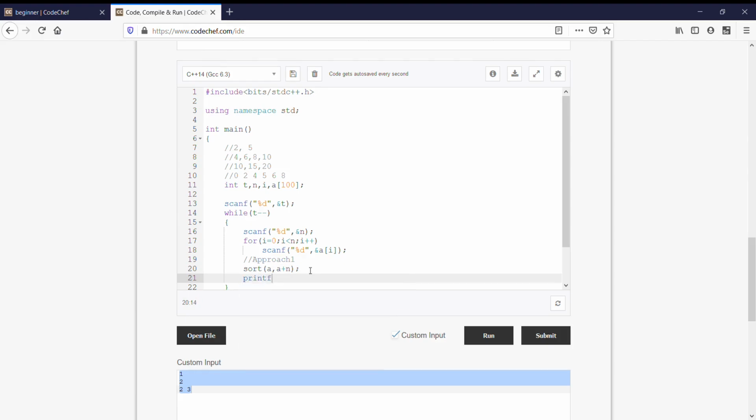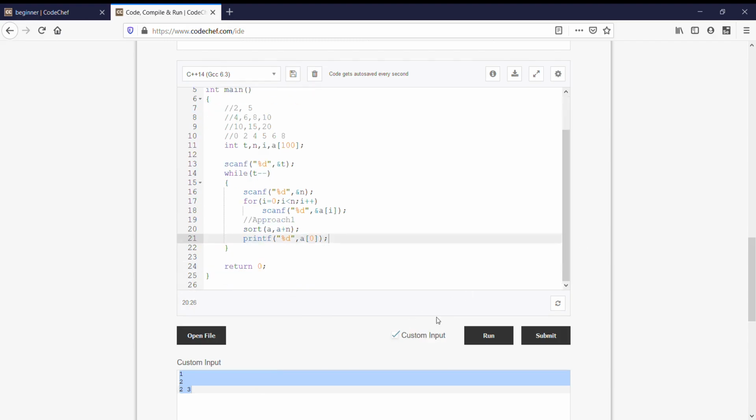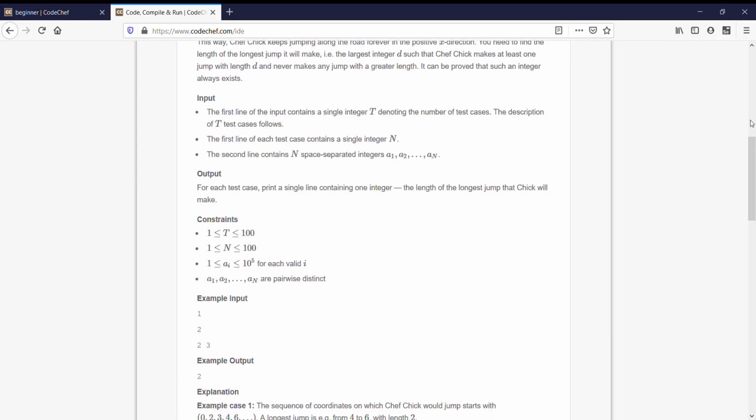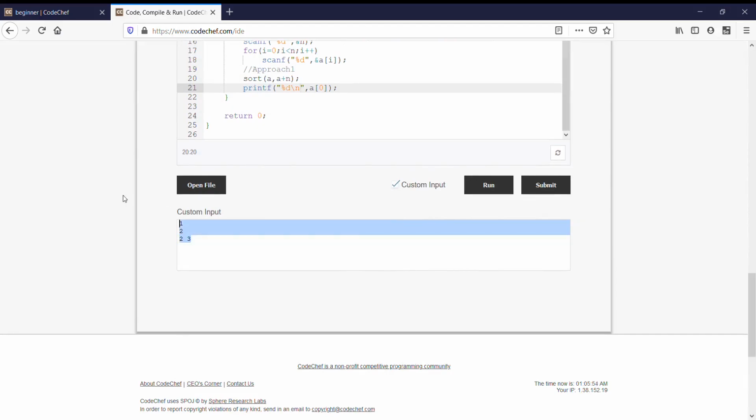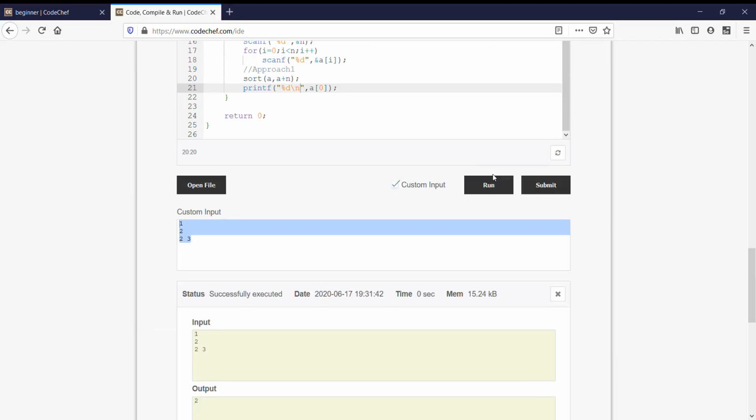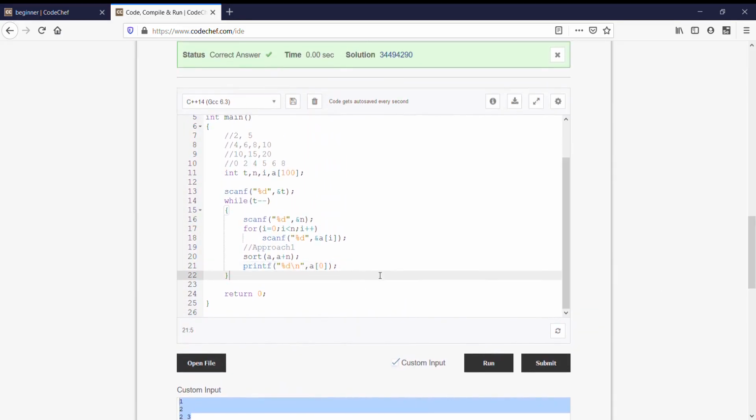So we can directly print a of 0 because at the 0th position it is our first number, which is the smallest number. Let us try with the custom input, which is 1 2 2 3, that has been written in the custom input. Run the same. So we see it's the correct answer. Let us submit it. So we got the right answer.